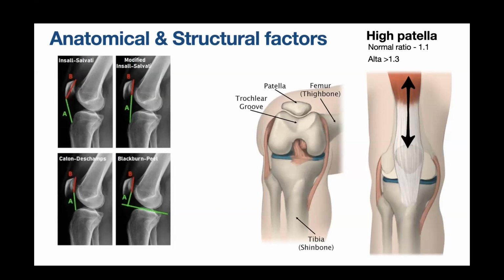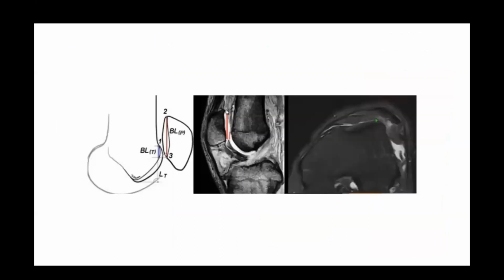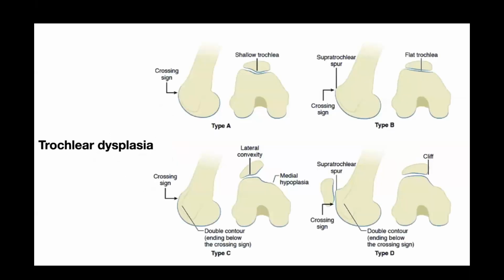Patella alta, basically a high patella, will increase the Q angle. So an alta of more than 1.3 to 1.5 will increase the Q angle, thus inducing dynamic valgus and causing patella instability. This is another way to look into the high riding patella. You look into the contact area between the two cartilages, the trochlear cartilage and the patella cartilage. Normally it's around 12 to 15%. If it is less than that, then there's a high riding patella.